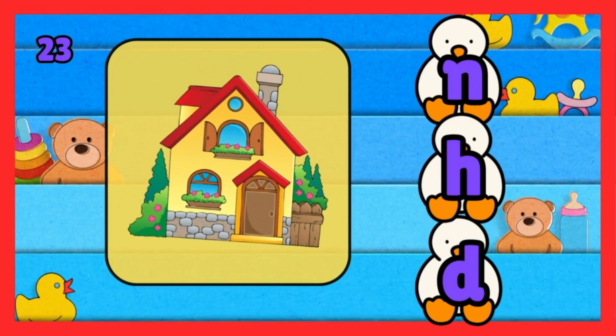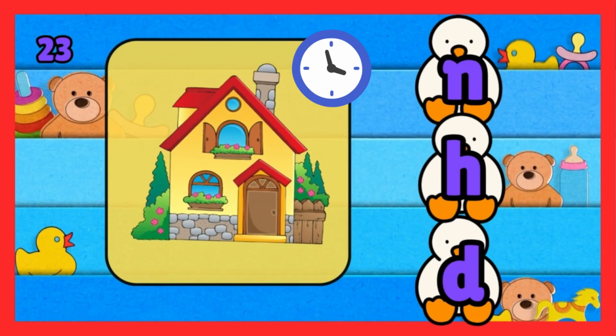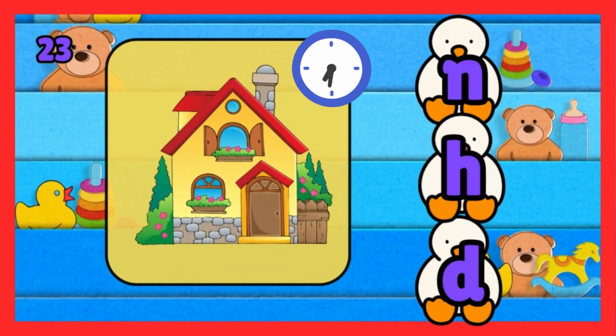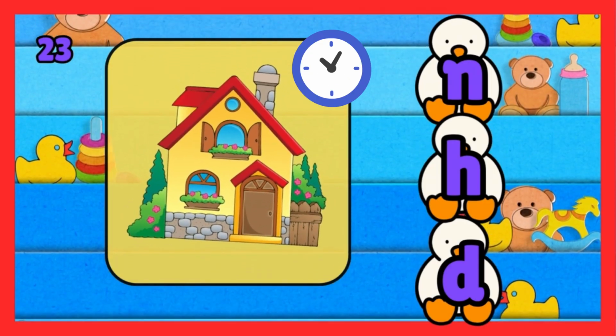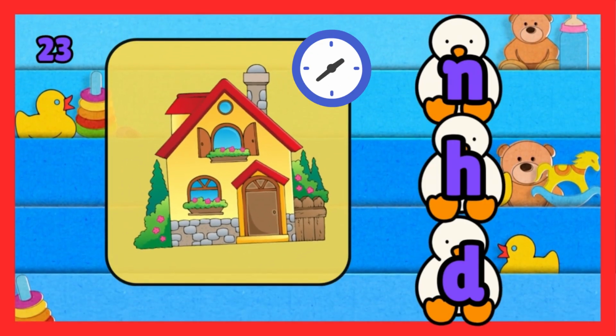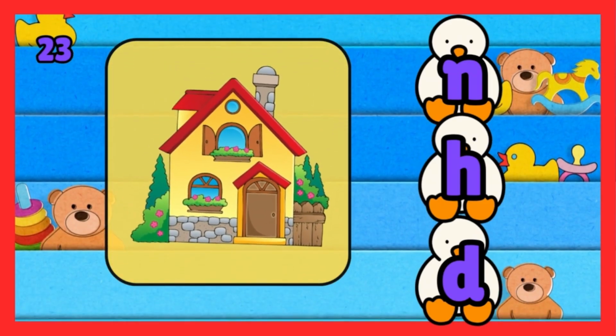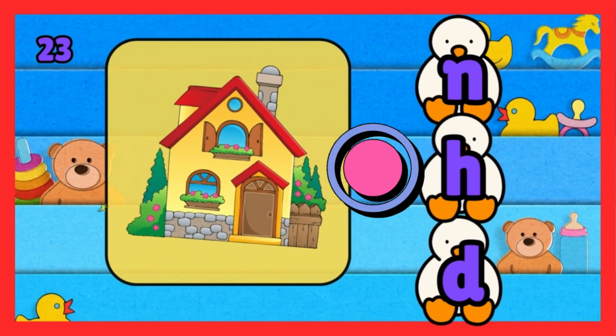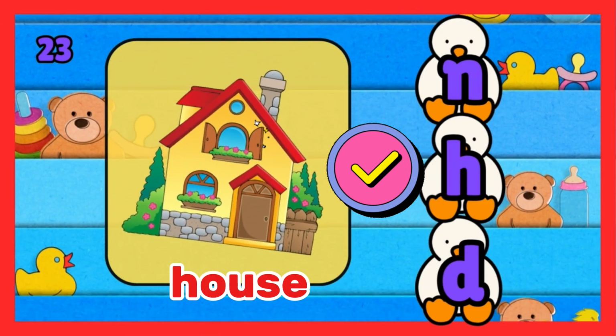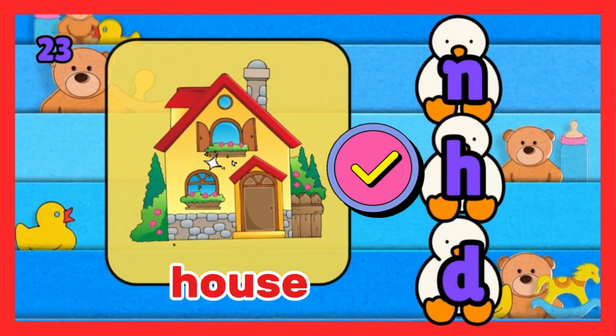What's the beginning letter of the word house? The beginning letter is H. That's right. The word house begins with the letter H.